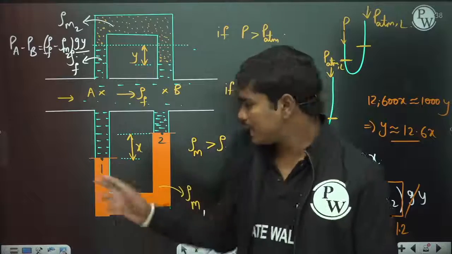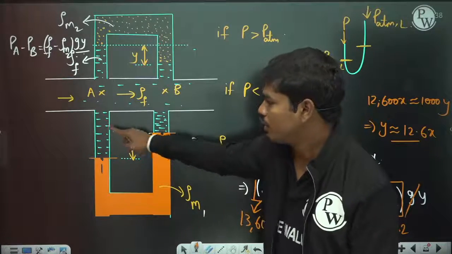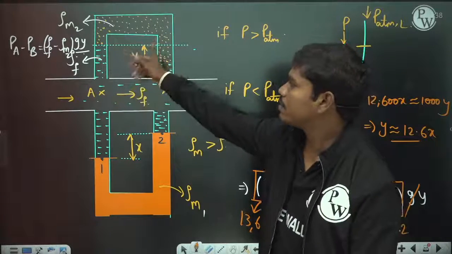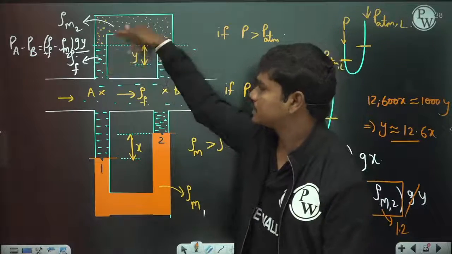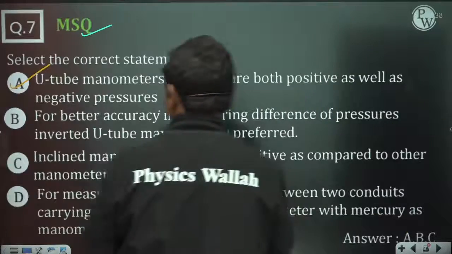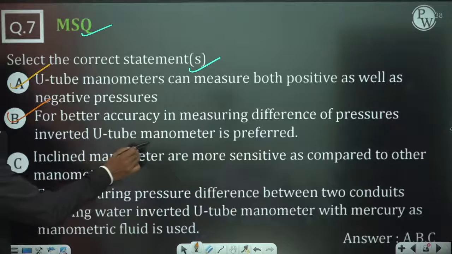Okay, and in the case of U-tube manometers, you should always go for the lowest interface of the fluid and manometric fluid for the datum. In the case of inverted tube manometers, you should always go for the highest interface. That's why I have taken two sections. So, coming back to this statement: for better accuracy in measuring difference of pressures, an inverted U-tube manometer is preferred.